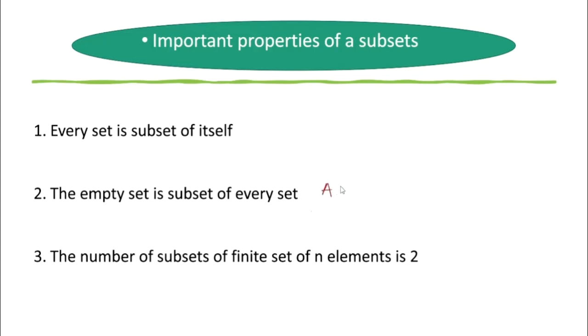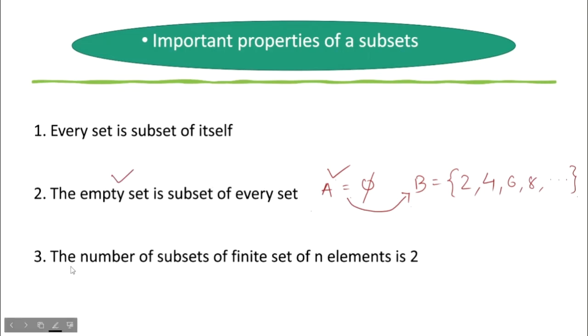Let A be an empty set. Empty set means A does not have any element. So if I take any set B, let's say 2, 4, 6, 8, all these are elements. As A does not have any element, then we can say that any element in A is also an element of B, because A does not have any element. Hence, the empty set is a subset of every set.